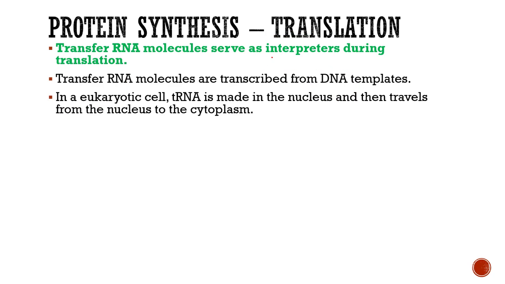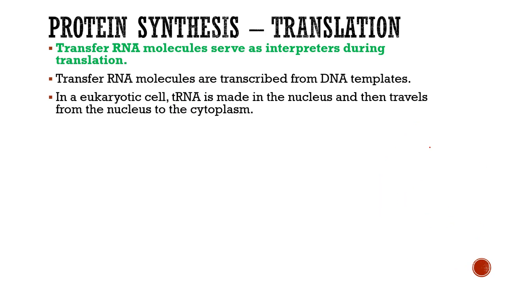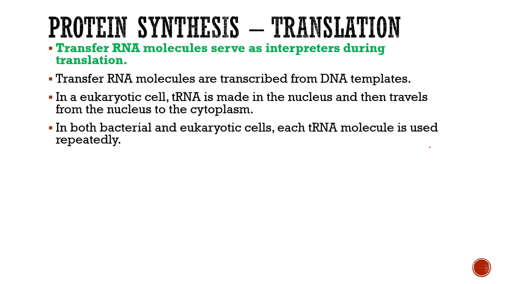The difference between eukaryote and prokaryote is that in prokaryotes it's a single cell, so in that particular cell transfer RNAs are synthesized as DNA resides in the cytoplasm. But in eukaryotic cells, tRNA, the transfer RNA, is made in the nucleus and then it travels from the nucleus to the cytoplasm. So here is the tRNA, it will be synthesized in the nucleus and it will move from the nucleus into the cytoplasm where it carries out the interpreter function or the translation function.